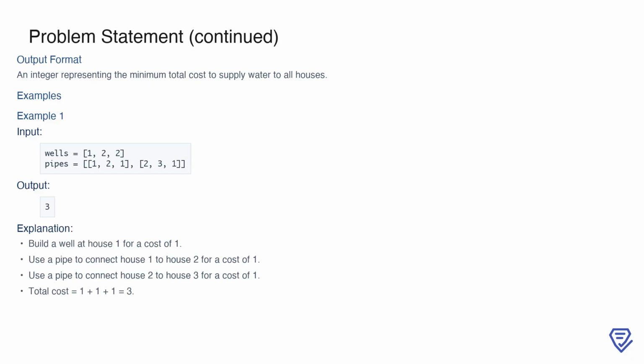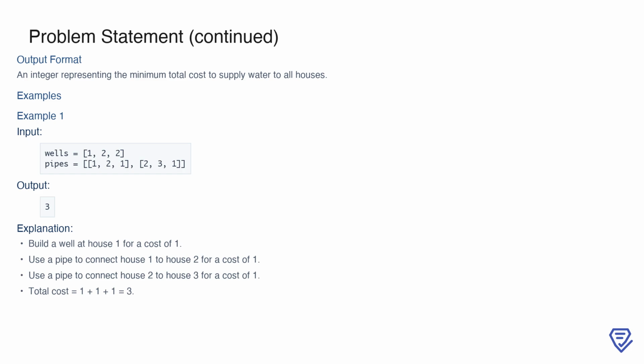Suppose the input consists of wells equals [1, 2, 2], and pipes equals [[1, 2, 1], [2, 3, 1]]. Here, we have three houses. The cost of building a well at house 1 is 1, at house 2 is 2, and at house 3 is also 2. Additionally, there are two pipes available, one that connects house 1 to house 2 with a cost of 1, and another that connects house 2 to house 3, also with a cost of 1.